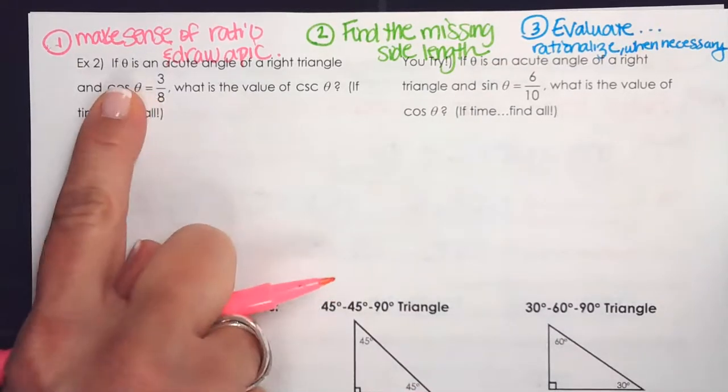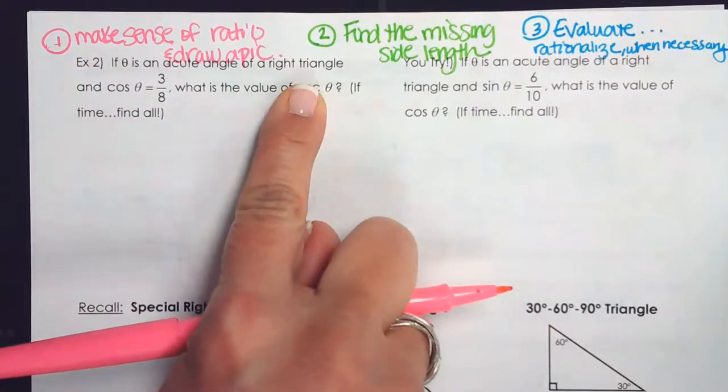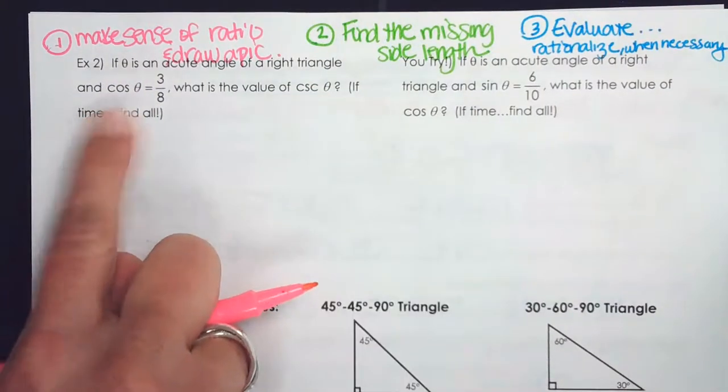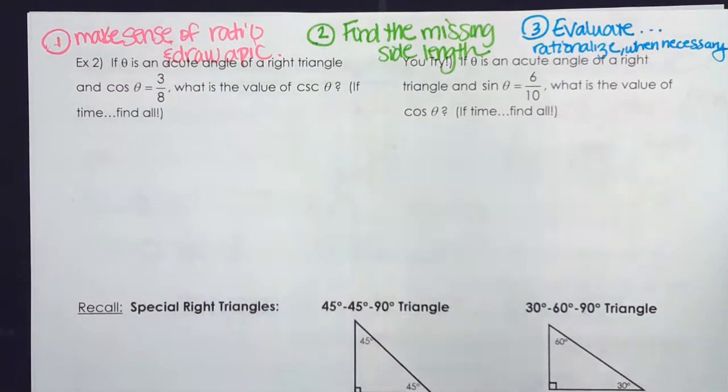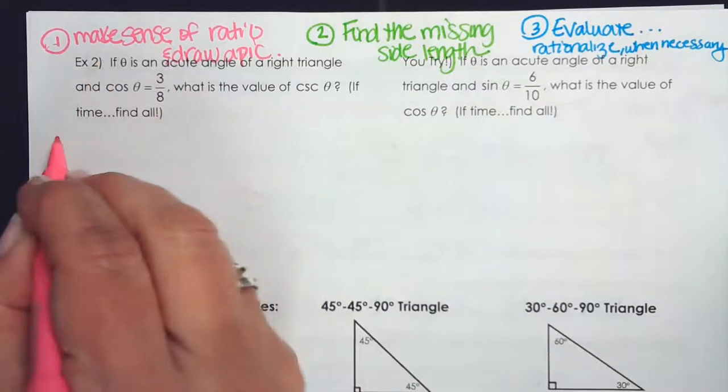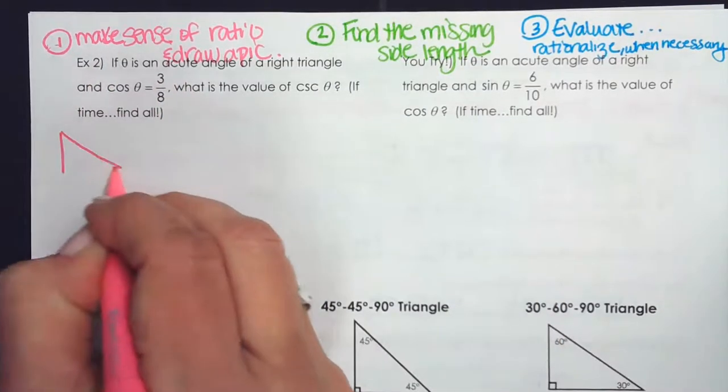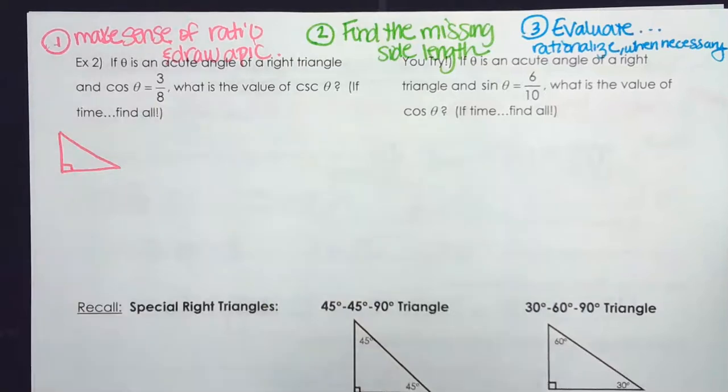It says if theta is an acute angle of a right triangle and cosine theta is 3/8, it's saying what's the value of cosecant theta? All right, so let's first make sense of the ratio and draw a picture. So we know that we have a right triangle.